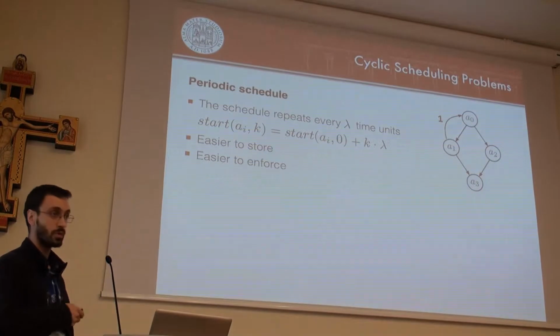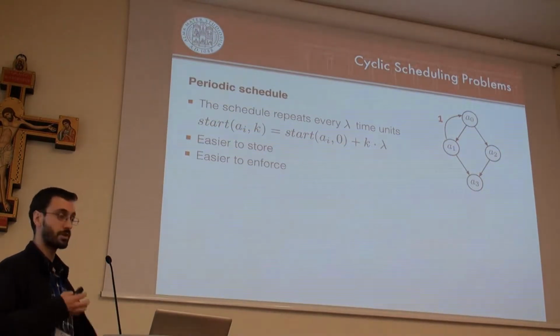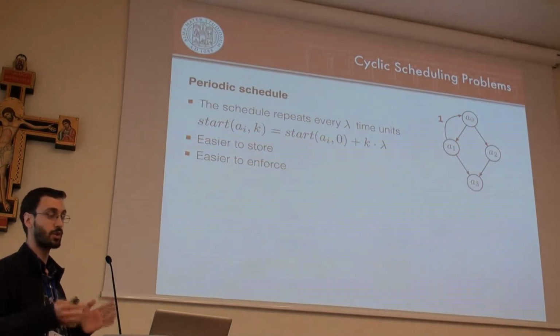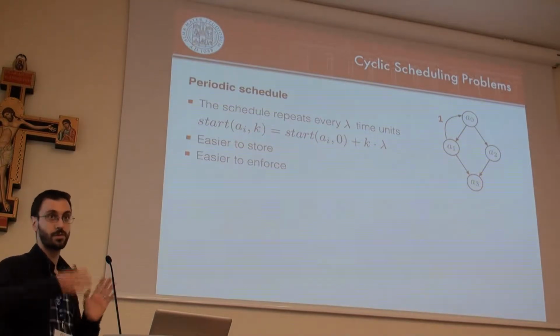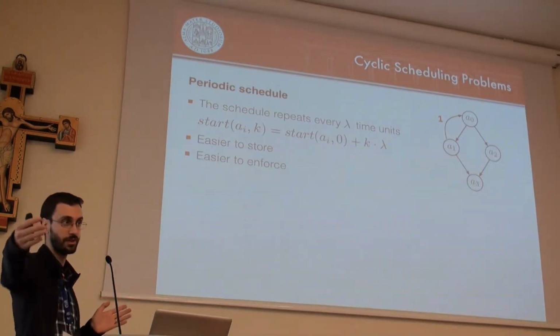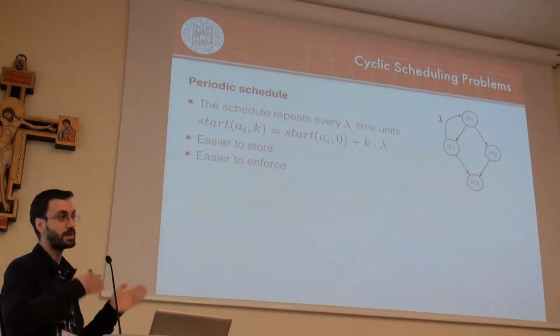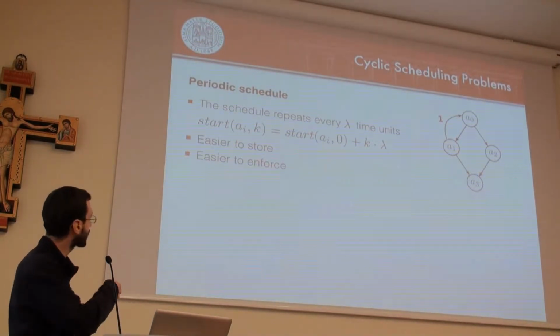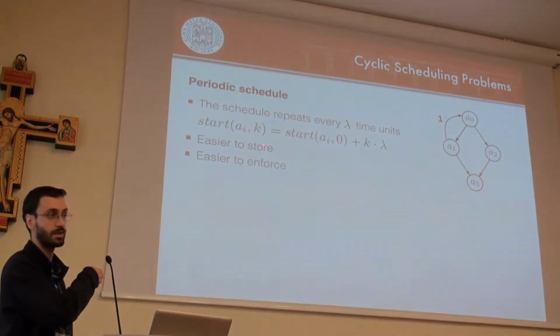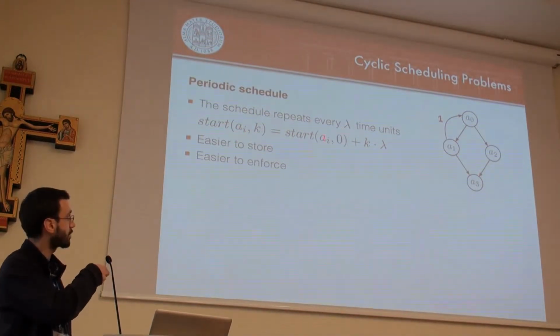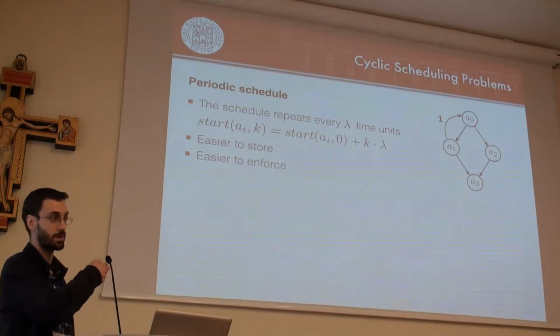And one more thing, usually we want to build for this kind of problems a periodic schedule. We don't want obviously to choose the start times to infinity, so we decide a fixed set of start times and we repeat them with a pattern. Basically, we have this relation. The start time of Ai at iteration k is equal to the start time of Ai at iteration 0 plus k times lambda. Lambda is the period.